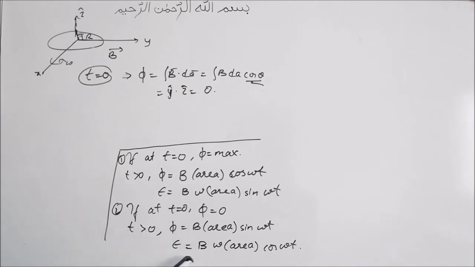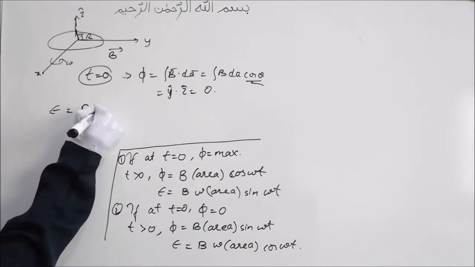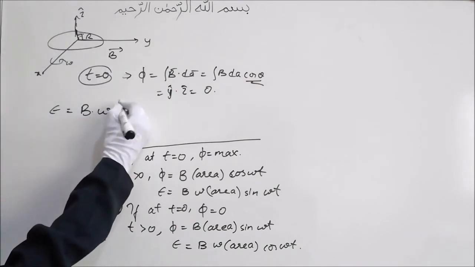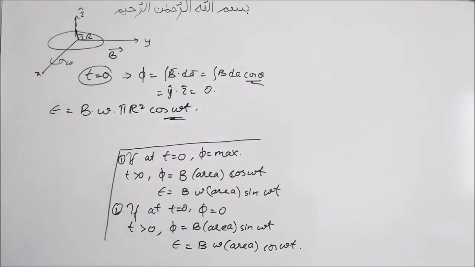Therefore, at t greater than 0, the EMF will be B omega area cos omega t. So the EMF will be B omega, the area of this loop being pi r square, into cos omega t. This will be the answer. You understood how we got this, right?